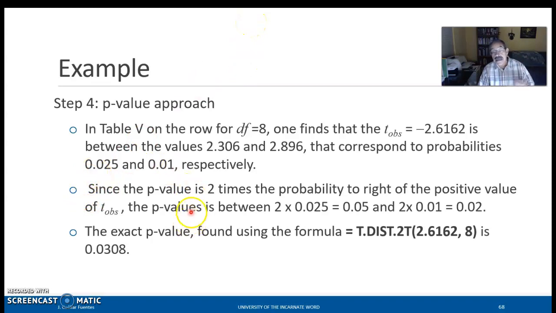Once you see these two values, you look up at the top of the table and you will find these probabilities. Now, this is a two-tailed test, so we need to multiply these probabilities by 2. So we can say that the p-value is between 0.05 and 0.02. If you want to find the exact p-value, you can use this formula in Excel and you will find that it is 0.0308. All right, so now this is step 4, either for the critical value approach or for the p-value approach.